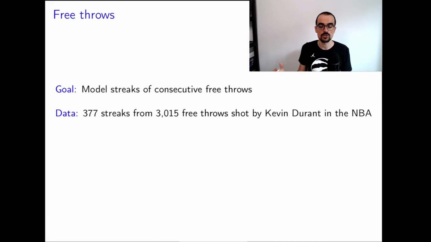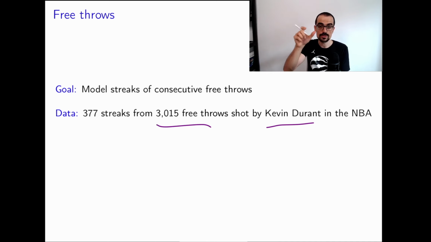Okay, so to finish, we're going to see how to model a real data set using a discrete random variable. The goal of this data set is going to be to model the streaks in consecutive free throws. Okay, so what are free throws? You're in a basketball game, someone fouls you when you're about to shoot, or in some other situations, and you're allowed to shoot free throws where no one bothers you. So it's quite like a controlled, repetitive thing, and you can see whether they go in or not. And I took a data set, which I will link in the description, which contains 3,000 free throws shot by Kevin Durant in the NBA.